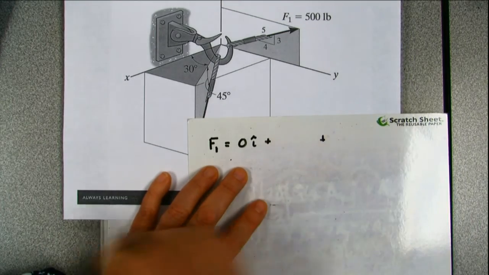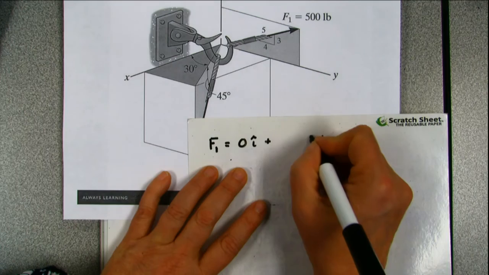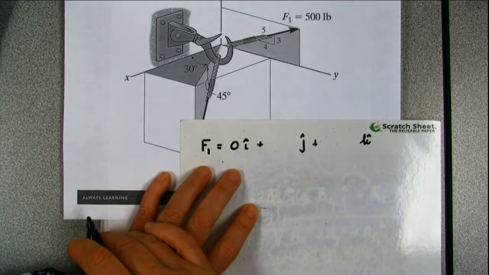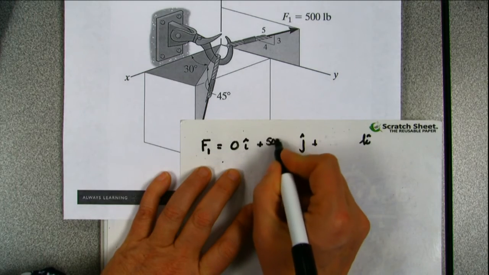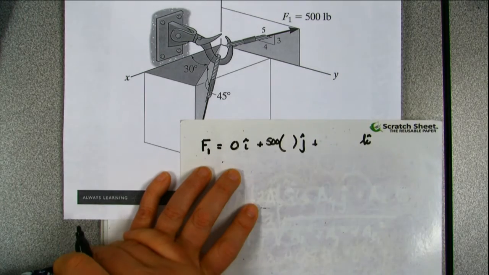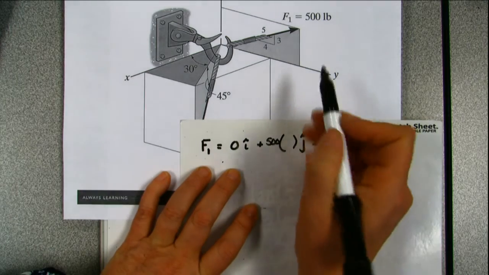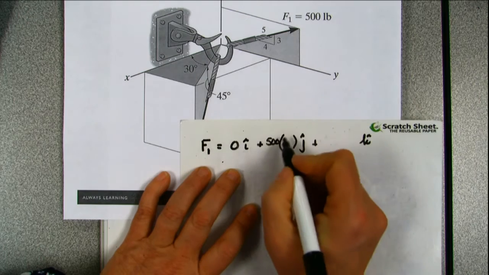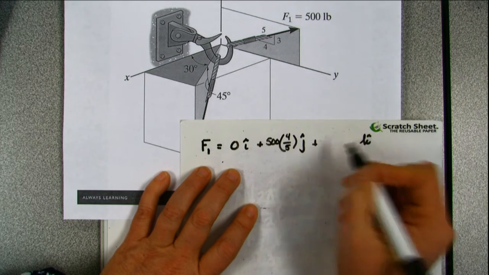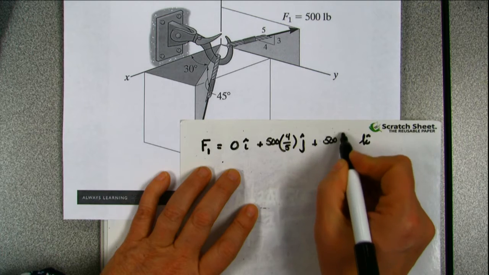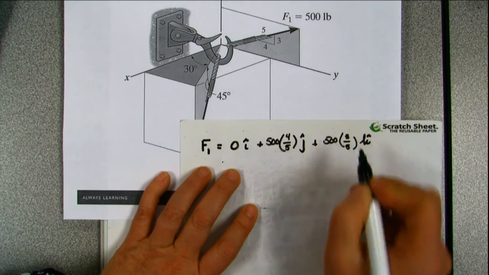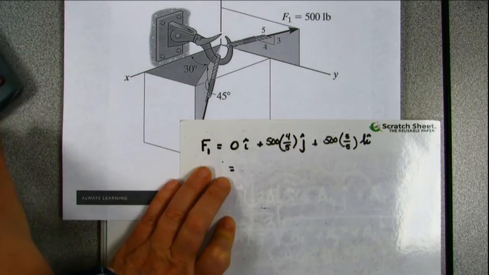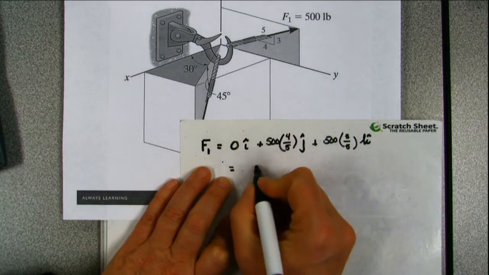So all of those are positive. So I've got positive in the J direction, and I have positive in the K direction. So now I've got that it's 500, and they didn't give us an angle, so I'm going to end up using my fraction. So if I'm in the Y direction, this is going to be 4/5. And if I'm in the K direction, it's going to be 3/5. So now I can clean that up. That's going to be 400.